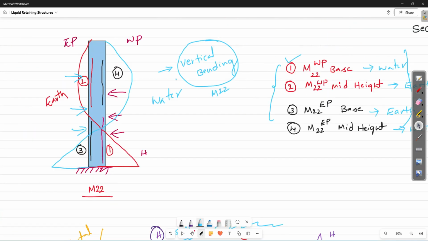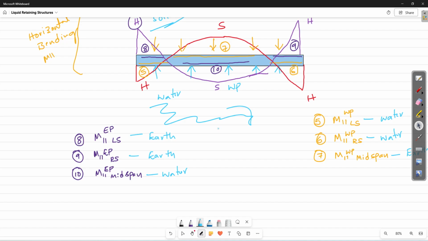Okay. So this is M22 bending, vertical bending. For vertical bending, you have 4 locations. For horizontal bending, you have 6. So for each wall, you have to inspect 10 bending moments. So 4 plus 6. So you have to inspect 10 bending moments. So 4 M22 moments, 6 M11 moments.